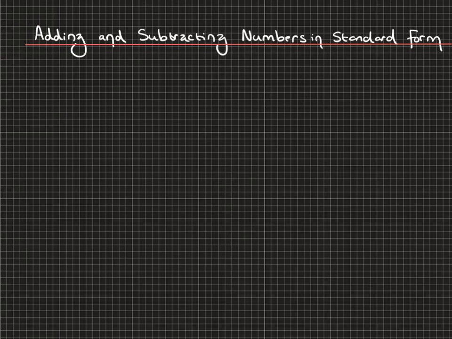So lastly, we're going to have a look at adding and subtracting numbers written in standard form. Now we'll start off with a very easy example to begin with, and you'll see just how easy this is. I'm going to write down the first question. So we're going to work out 3 times 10 to the power of 4 plus 5 multiplied by 10 to the power of 4. Now, how can I do this?